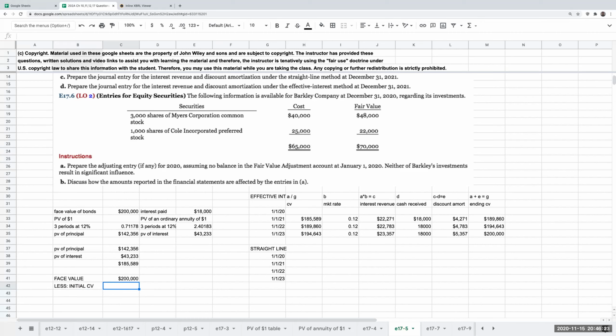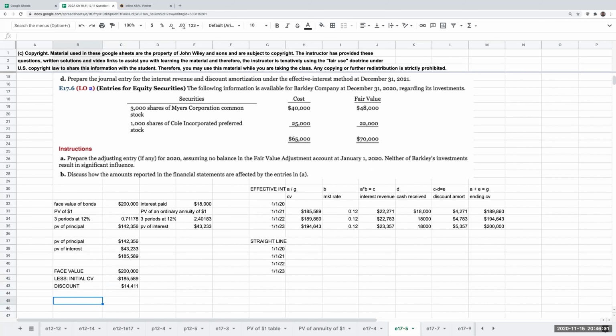My initial carrying value is 185,589, so my discount is going to be 14,411. So my annual amortization of this discount is going to be 14,411 divided by 3, because if it's straight line, that's what that's referring to. So here, my carrying value is 185,589.